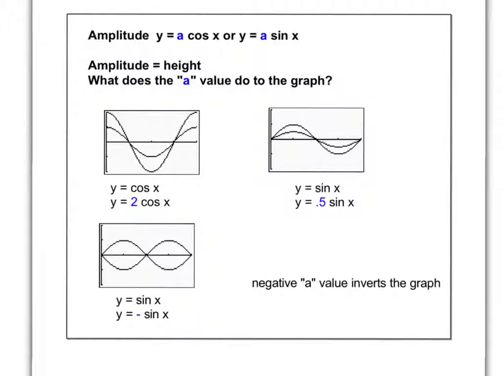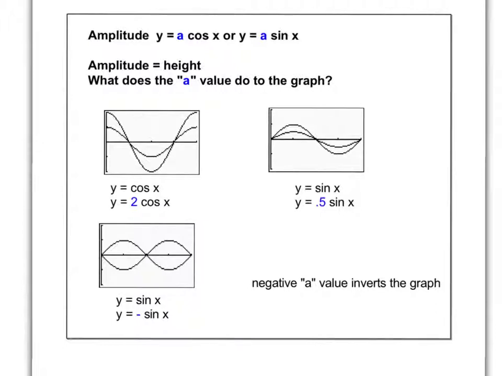If you remember when we did transformations, we always had a number in front of the function, and that was how much the vertical axis was stretched or shrunk. The same thing applies for sine and cosine. That a value will stretch if it's greater than 1, or shrink if it's less than 1.